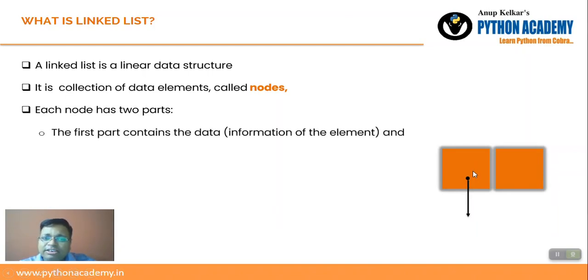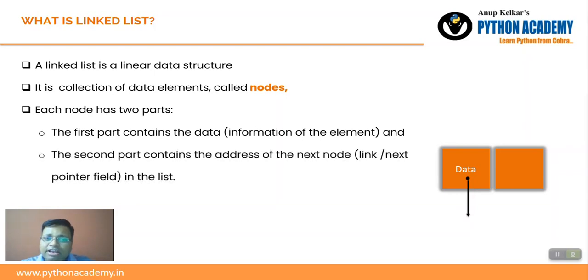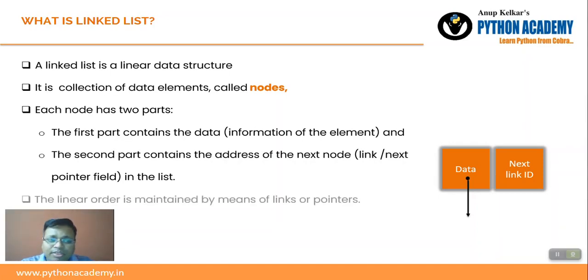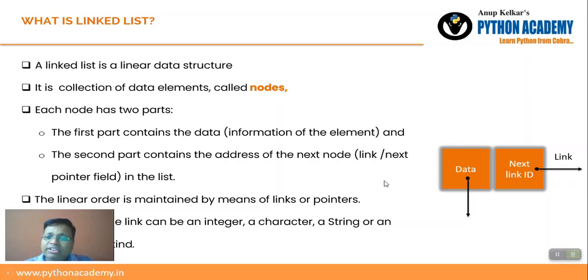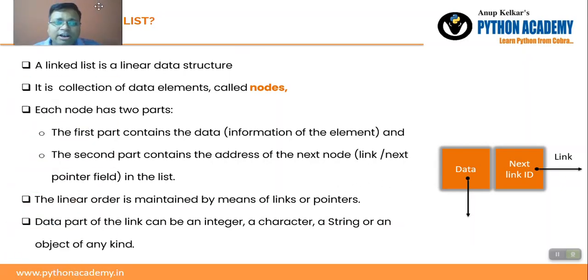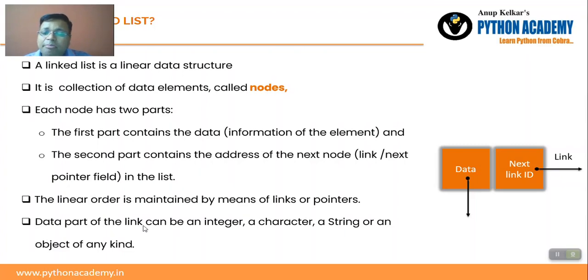The first part contains the data, and the second part contains the address of the next node, that is, the ID of the next node. The linear order is maintained by means of links or pointers. The data part may be an integer, a character, a string, or an object of any kind.